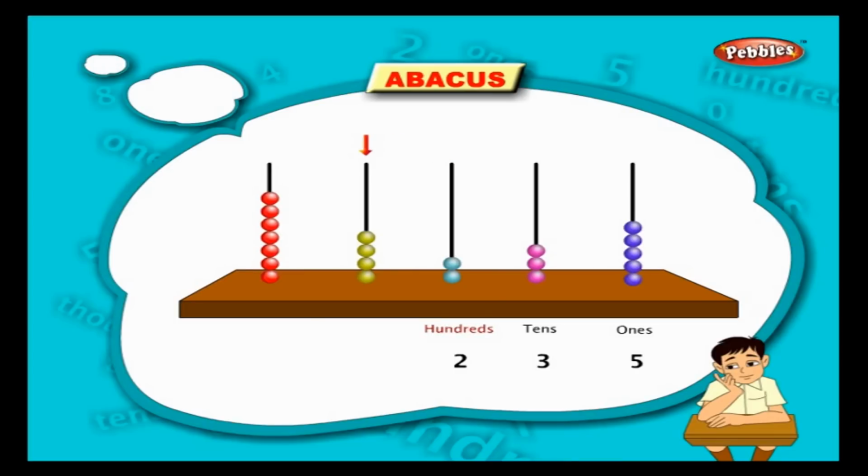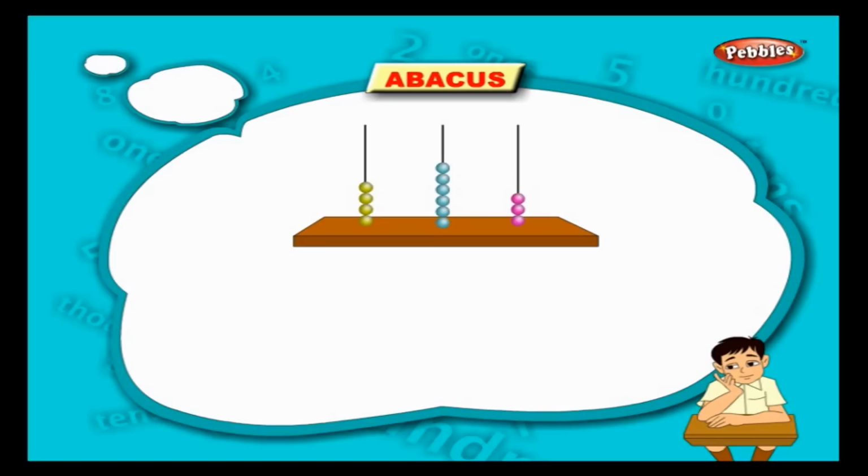Next, there are 4 green balls in the thousands place. It means there are 4 thousands. The leftmost wire represents the 10,000s place. There are 7 red balls there. It means there are 7 10,000s. So we get the number 74,235.